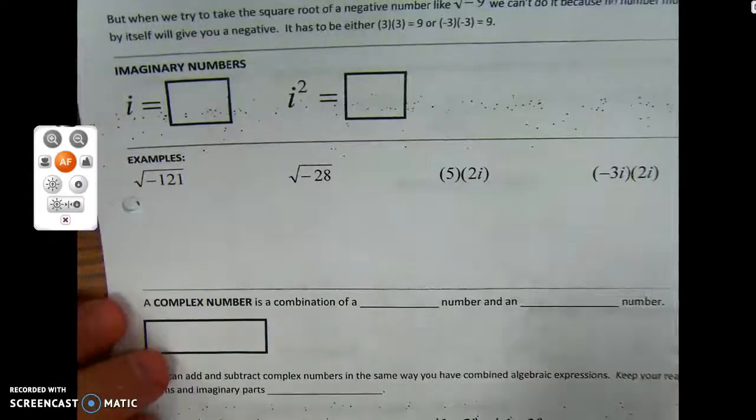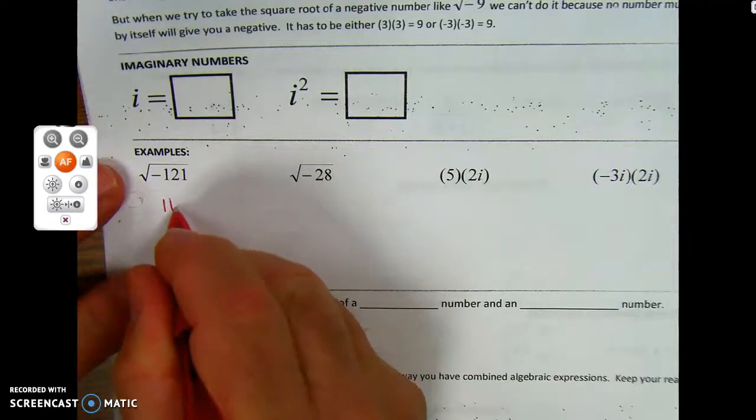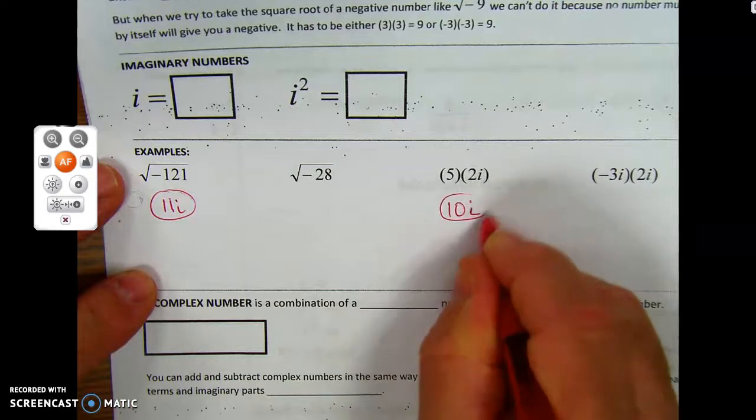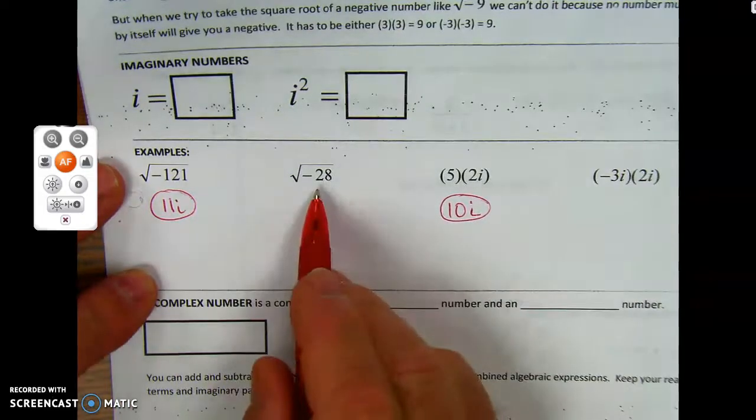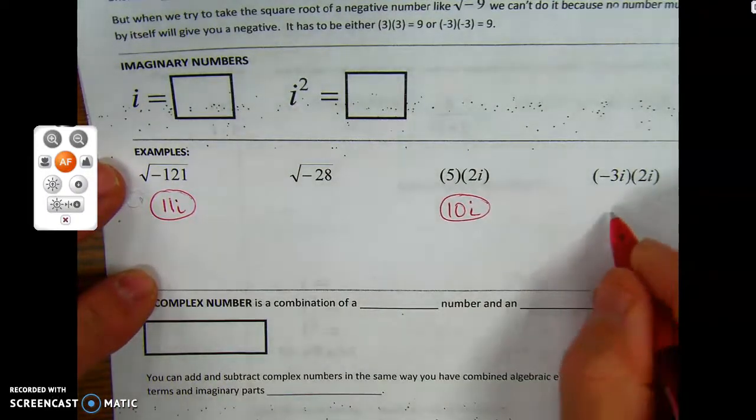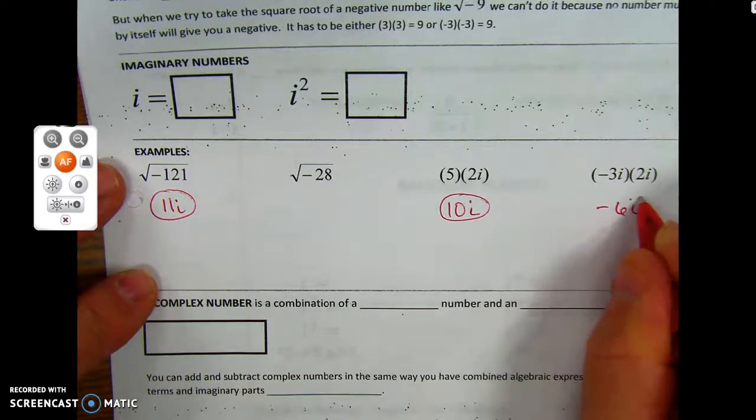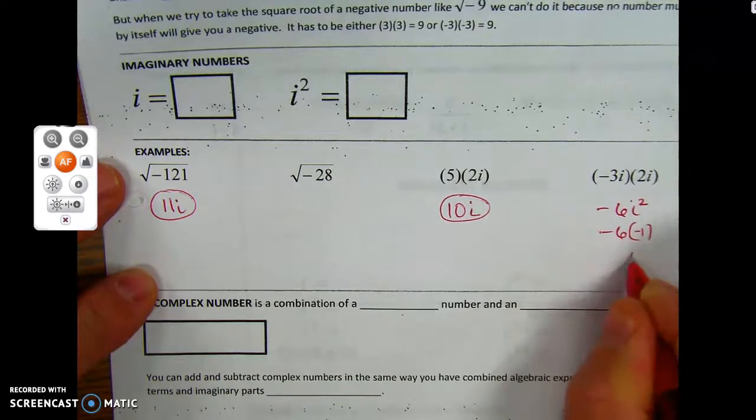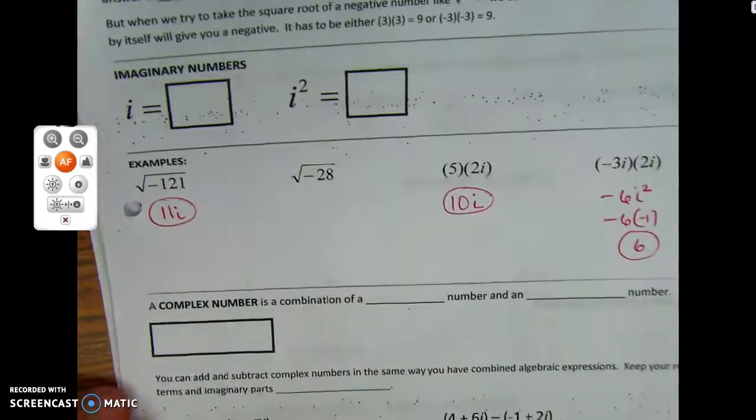Can't remember if we did some of these. This is 11i. This is 10i. I just did one like this, so we'll leave that alone. This is -6i squared, which is -6 times -1, which is 6. I think I did that one the other day.